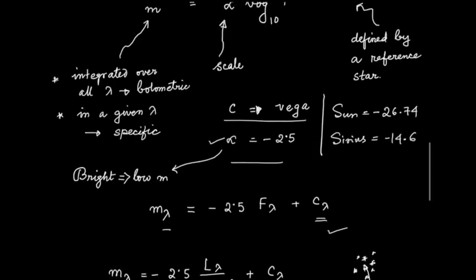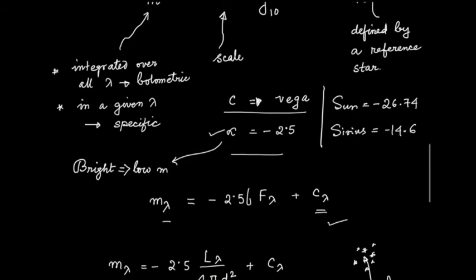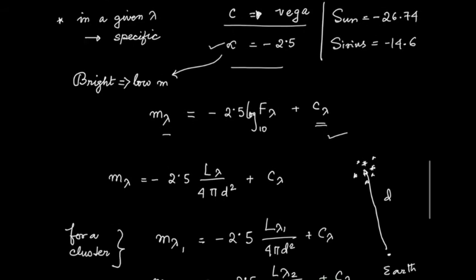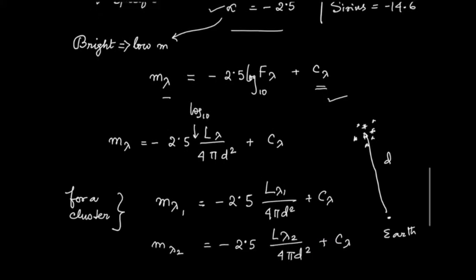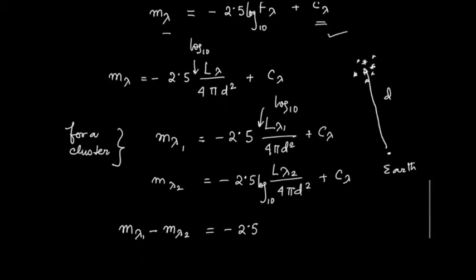I forgot to put in log everywhere. There is a log to the base 10 here. So minus 2.5 log to the base 10. This is just the ratio of the luminosities, which is very nice, because then for the cluster I can find out the ratio of the luminosity of all the objects in the cluster.